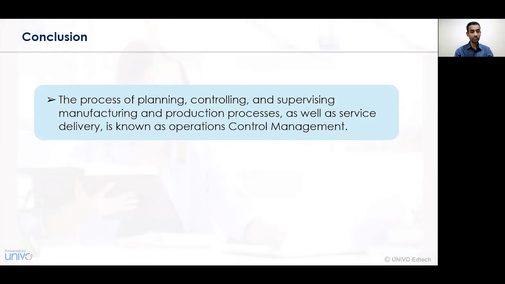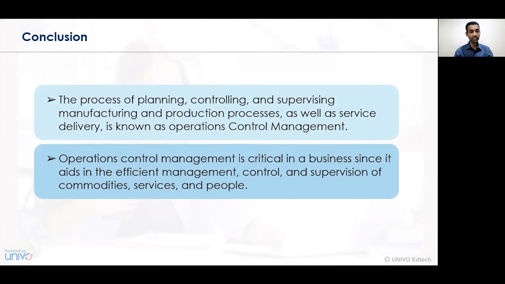So here we come to the understanding that the process of planning, controlling and supervising the manufacturing activities and the production activities, as well as the service as well as the goods, is the concept of operations control management. All the activities are needed to be undertaken in a very effective, coordinated and organized way, and only then can we say that there is an involvement of operations control management. It is very critical in process, efficient management with respect to controlling is essentially required, and one has to see that it is implemented for both goods as well as services.